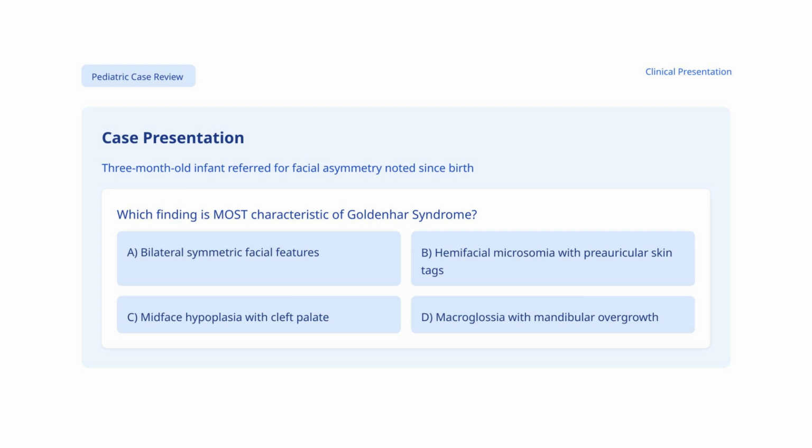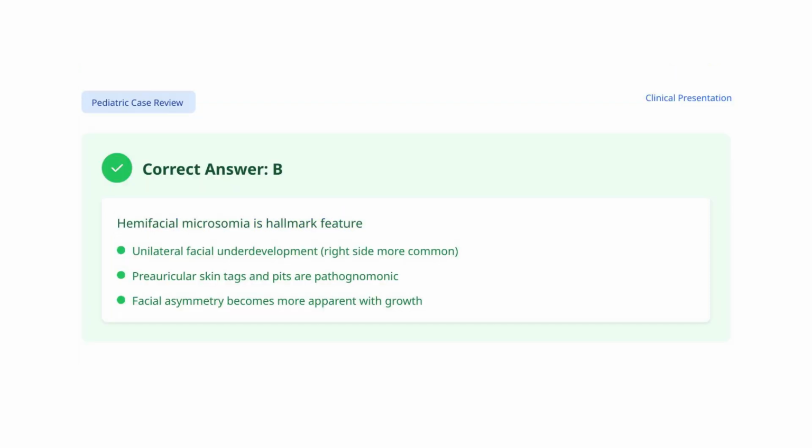The question asks, which finding is most characteristic of Goldenhar syndrome? Option A, bilateral symmetric facial features. Option B, hemifacial microsomia with preauricular skin tags. Option C, midface hypoplasia with cleft palate. Option D, macroglossia with mandibular overgrowth. The correct answer is B.